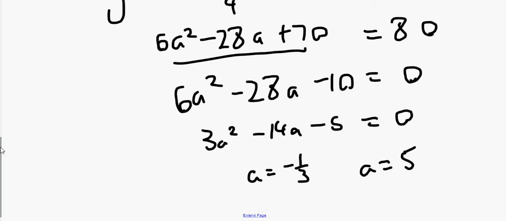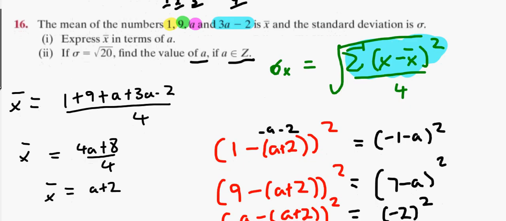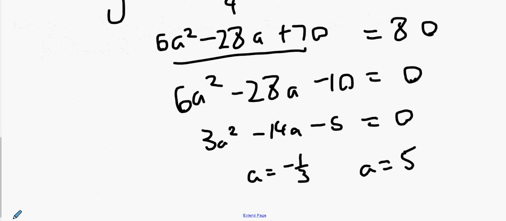Reread the question. Does it want 1 or 2 answers? Value. Value means one of the answers is not acceptable. Which answer is it? Because no fractions allowed.